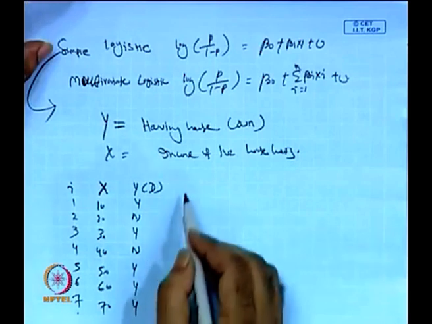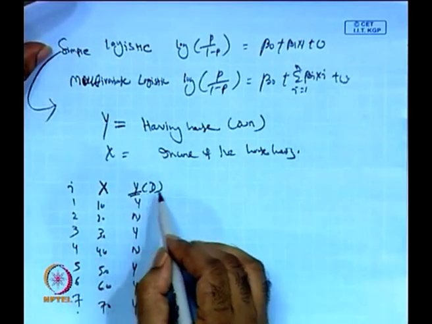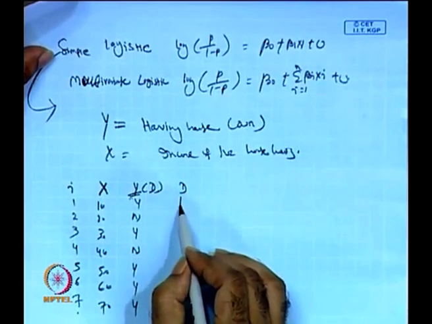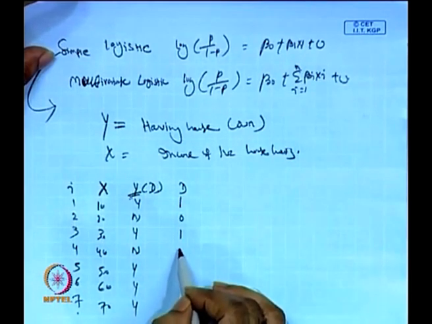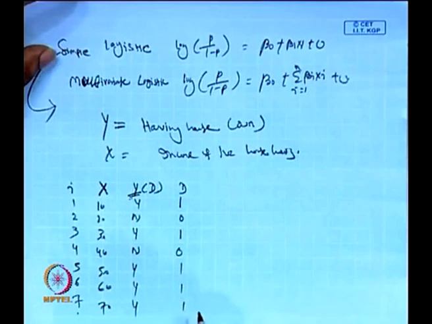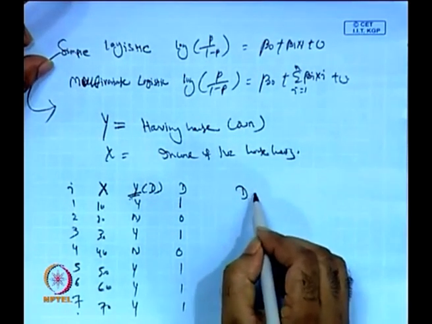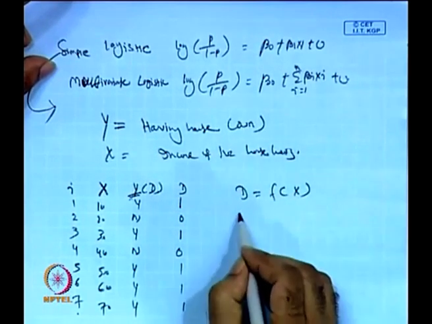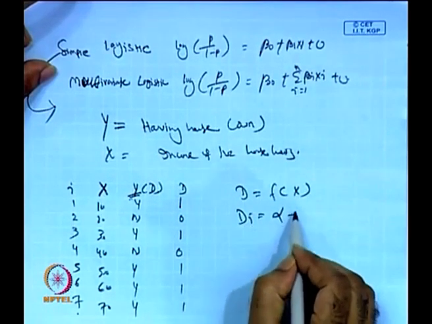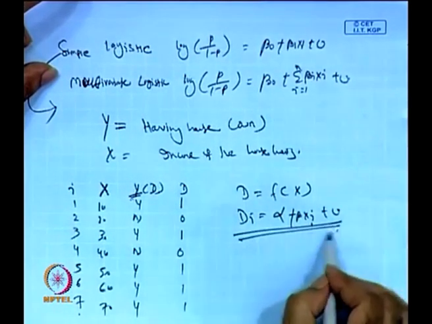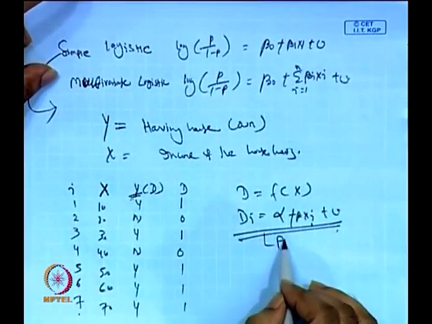All right, so now what we have to do? This is the y structure, the dependent variable. We will transform this into D: 1, 0, 1, 0, 1, 1, 1. Okay, so this is how the transformation works. Then finally, we will regress D upon a function of x. That means D i equal to alpha plus beta x i plus u. Okay, so this is the structure in the case of the linear probability model.